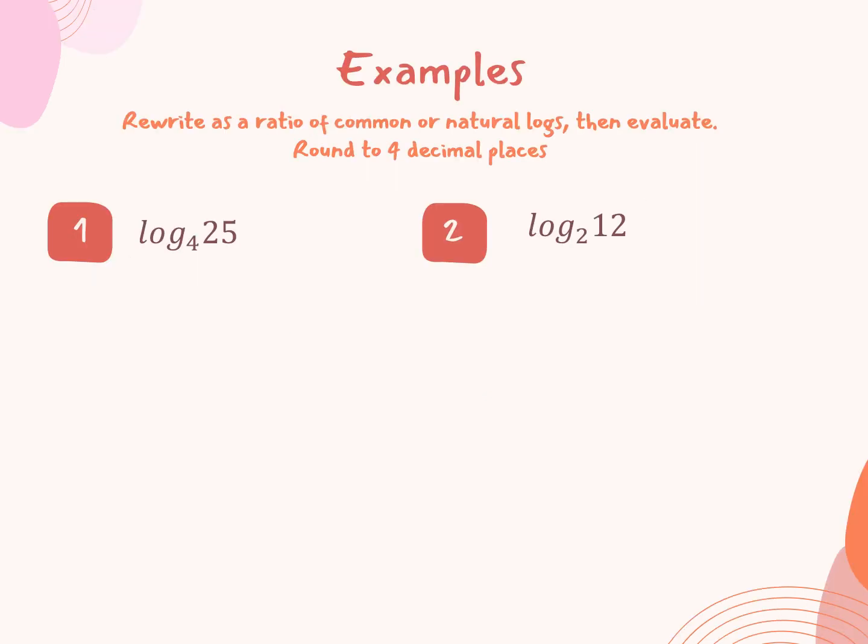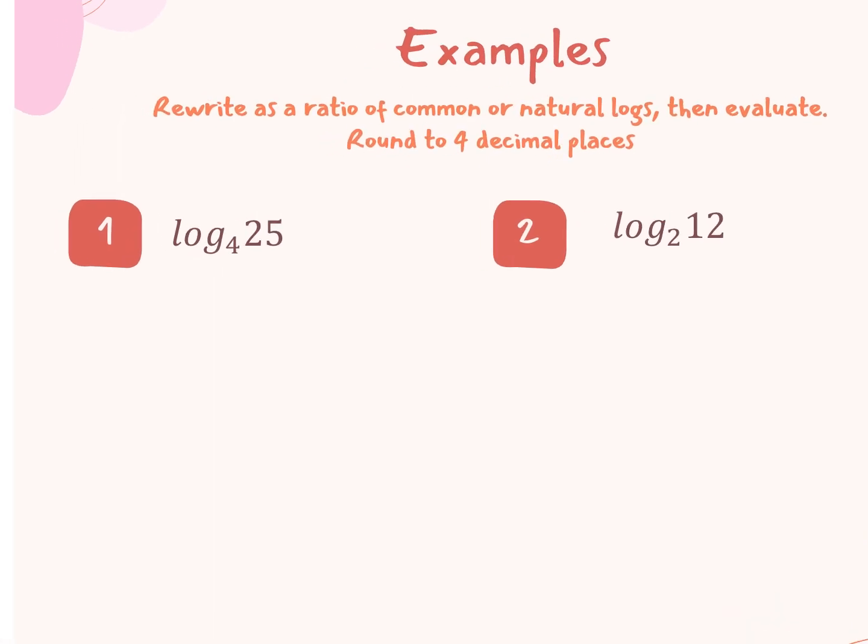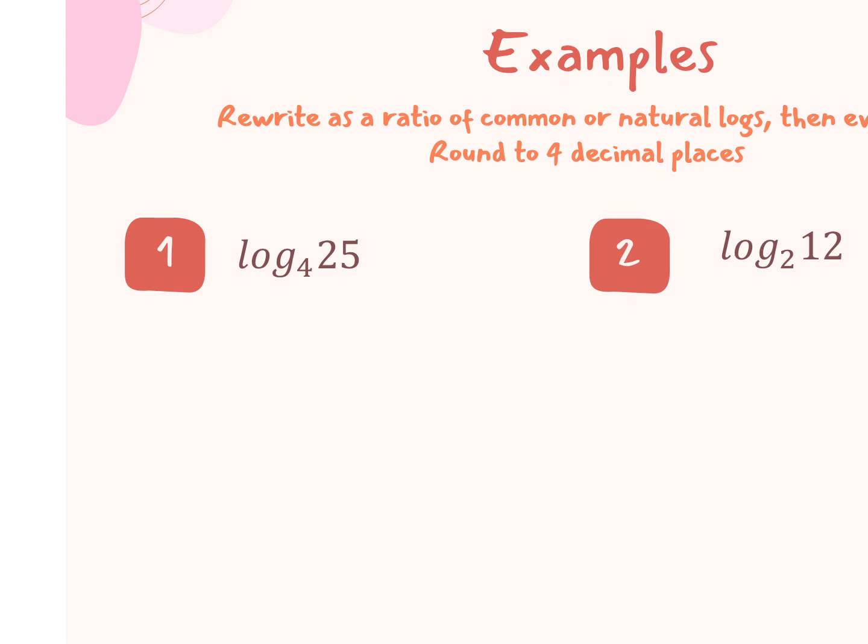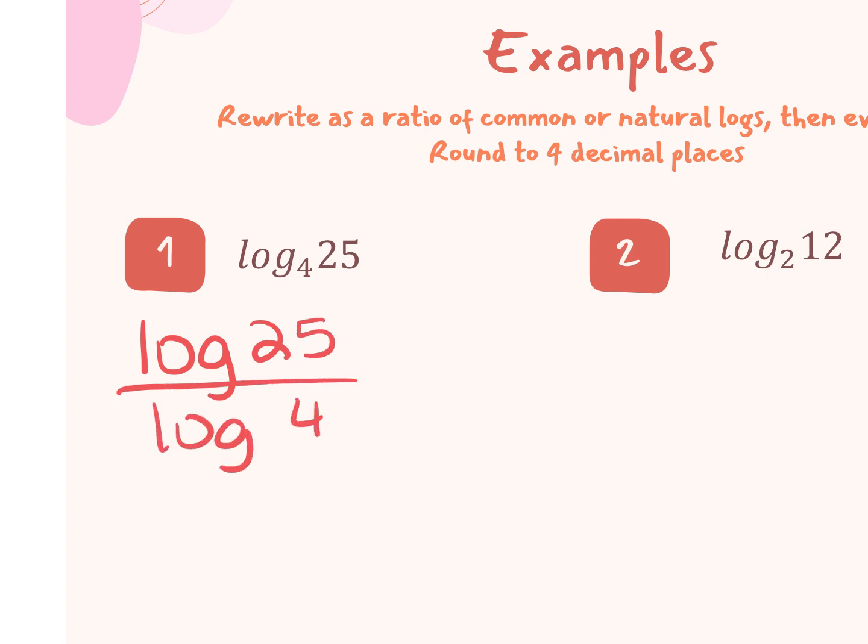So for example 1, it says to rewrite it as a ratio of common or natural logs. So what that means is you're going to write log 25 divided by log of 4, and then you're going to hit enter after you divide this. Now, if you have the newer calculator, you don't have to do this, but if it asks you to write it as a ratio, this is what it's expecting. I'm going to go ahead and round to 3 decimal places.